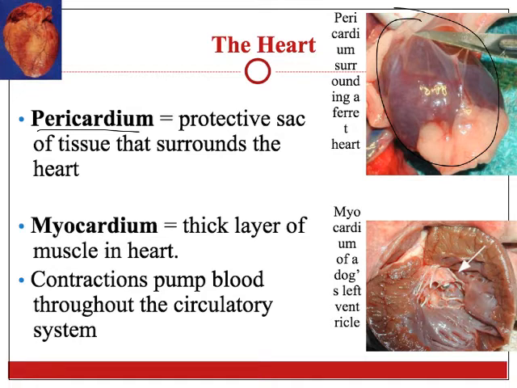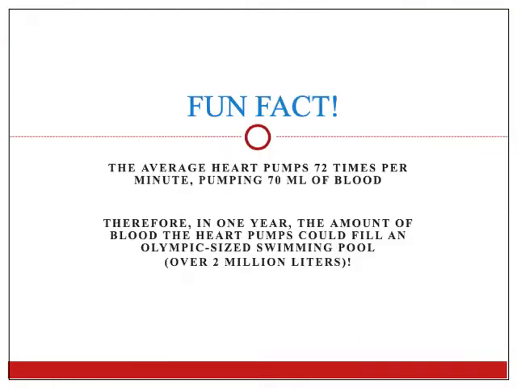And then if you slice the heart in half, you see the heart is made up of very, very thick walls of muscle. This muscle is called the myocardium. And the job of the myocardium is to pump blood throughout the circulatory system. You can think we need nice, strong muscle if we're going to be able to pump blood all throughout the entire body. Okay.